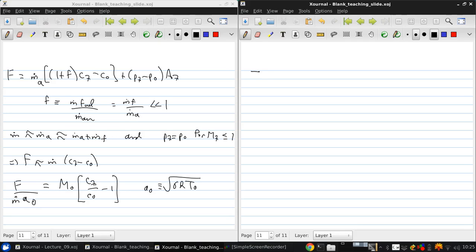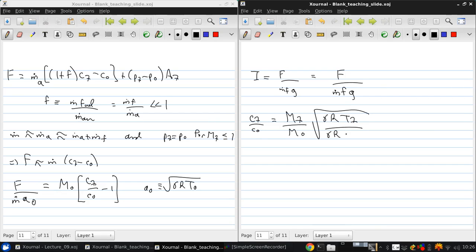The specific impulse is I over M dot FG. So we can write that as F over M dot times F, our fuel flow rate fraction, times G. Now we need to figure out what C7 over C0 is. Well, this is M7 over M0 times the square root of gamma R T7 over gamma R T0.